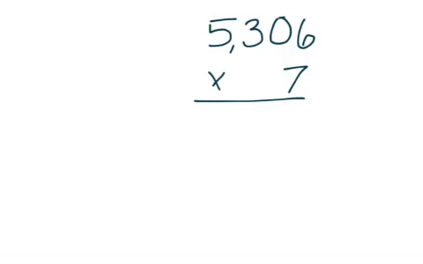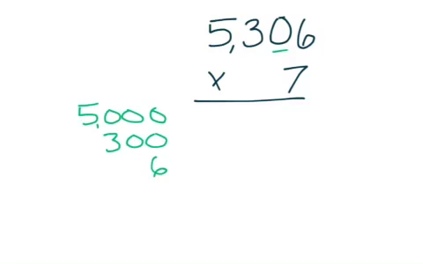Again, step number 1 is to expand. So we're going to expand this number. We have 5,000. We have 300. Now, when we look in the tens place, there's a 0. We don't need to have my 0 in expanded form. The 0 doesn't mean anything. When I'm going to start multiplying to find my partial products, 0 times 7 is equal to 0. And if I add 0 to anything, then the number doesn't change. So I can skip over the 0 and go right to the 6.